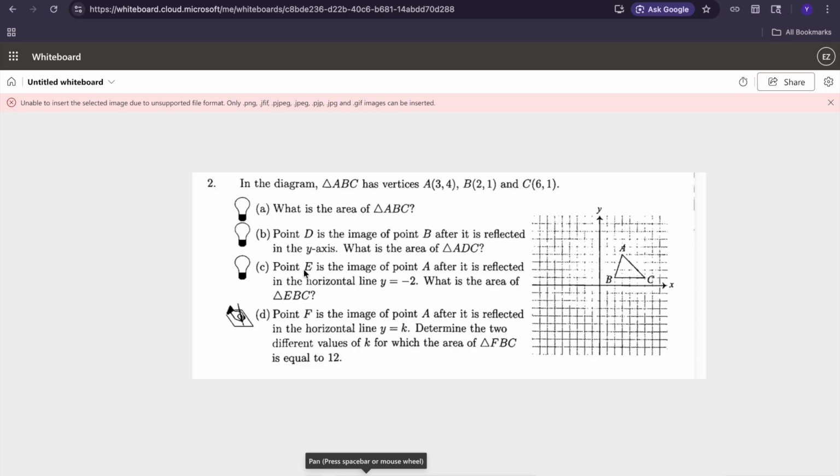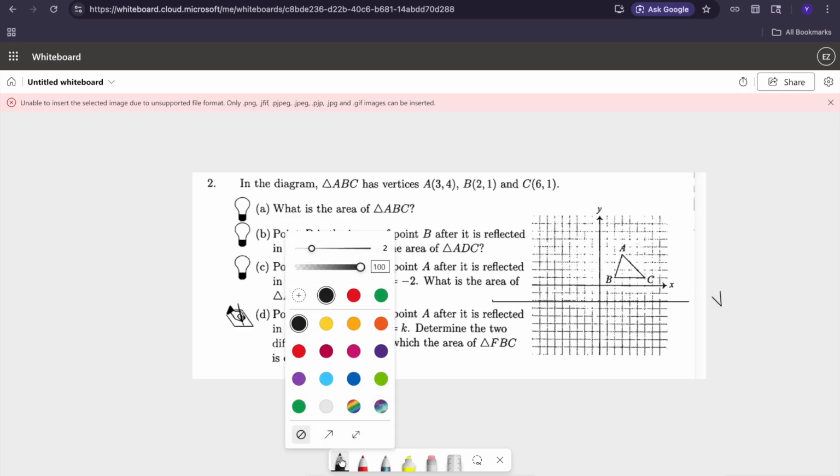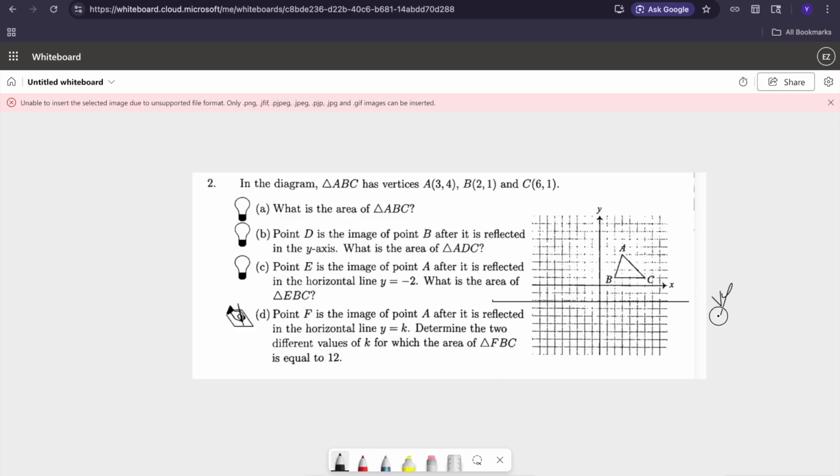Question C. Point E is the image of A after it is reflected in the horizontal line y equal -2. And what is the area of triangle EBC? So after reflecting over y equal -2, A comes down here.